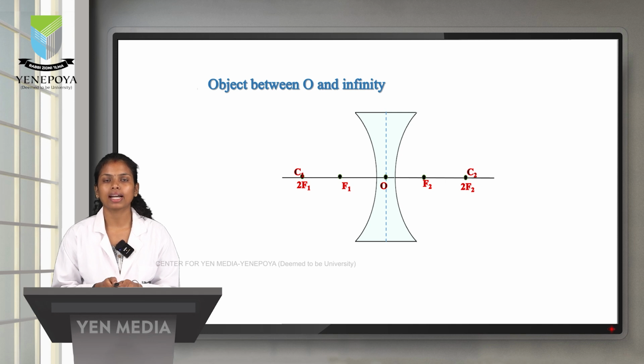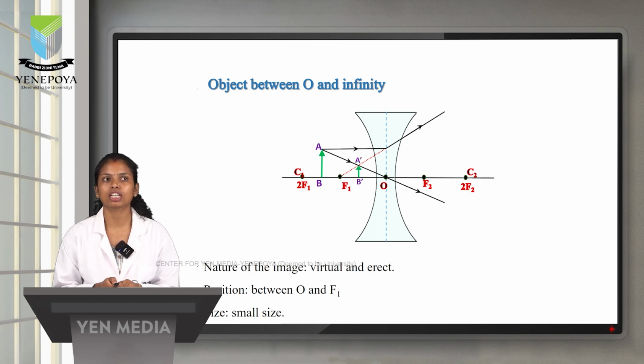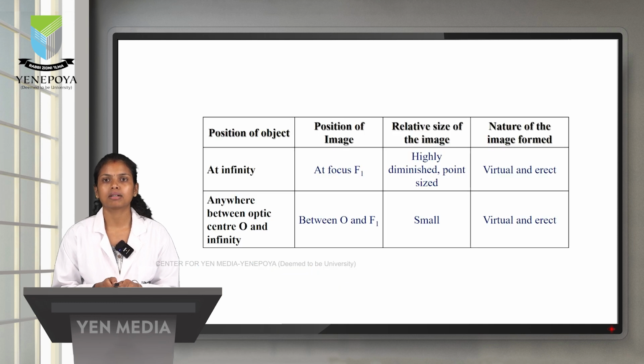Object between O and infinity. When the object is placed anywhere between the optical center of the lens and infinity, the characteristic rays coming from the object appear to intersect at a point between F1 and O, where a virtual, erect and diminished image of the object is formed. These configurations are used in certain optical instruments. The same has been summarized in the table.